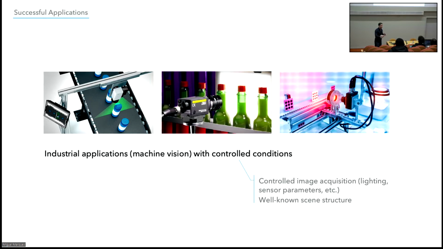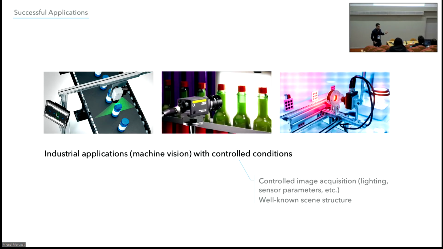We control and know all of the parameters that we need to know about the image in order to extract depth, for instance, the distance to the object and so on. And since this is an industrial application, there's a fixed setup. We know the scene structure. We know where the conveyor belt is, where the object is usually at. So everything is more or less controlled.